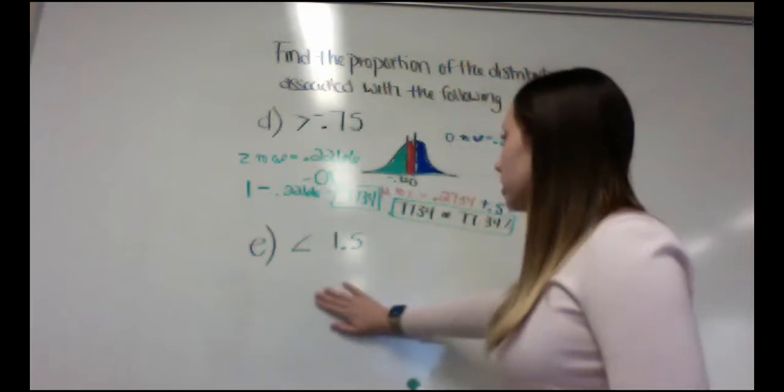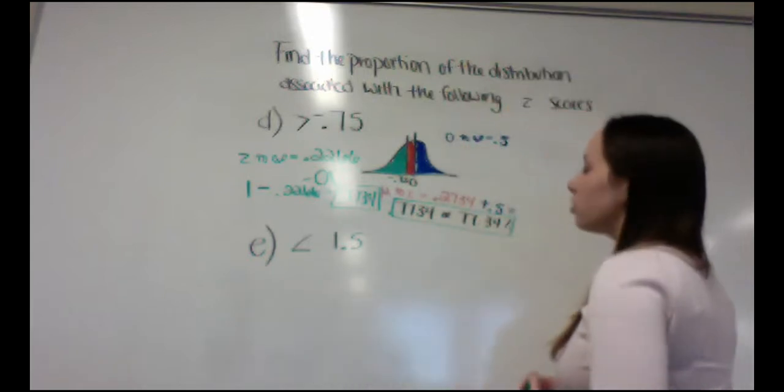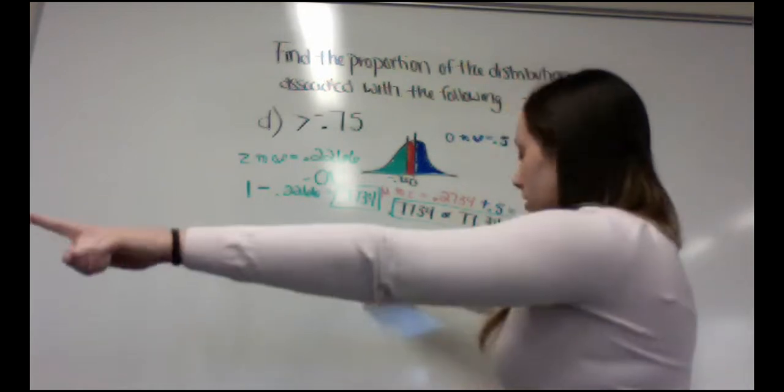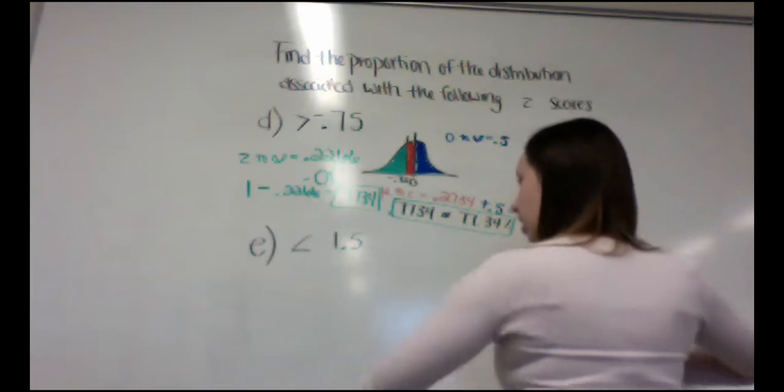Okay, so the last one asks us, what proportion of the distribution is associated with a z-score of 1.5 or less? So let's draw that out.